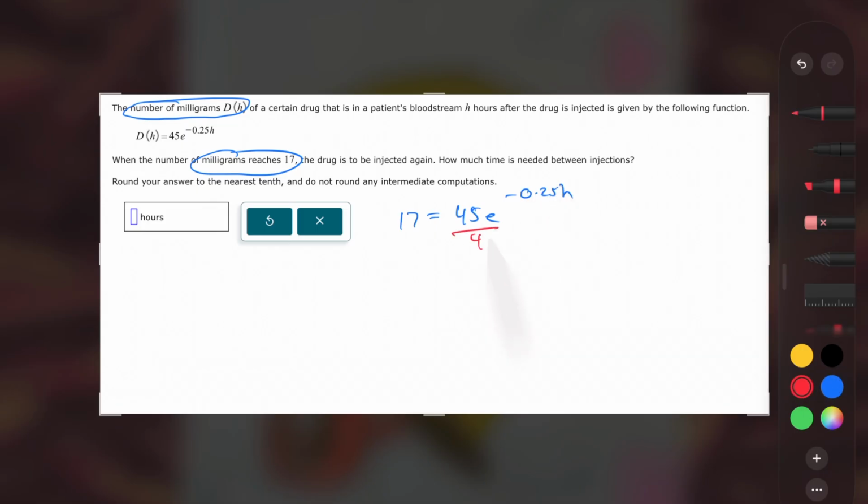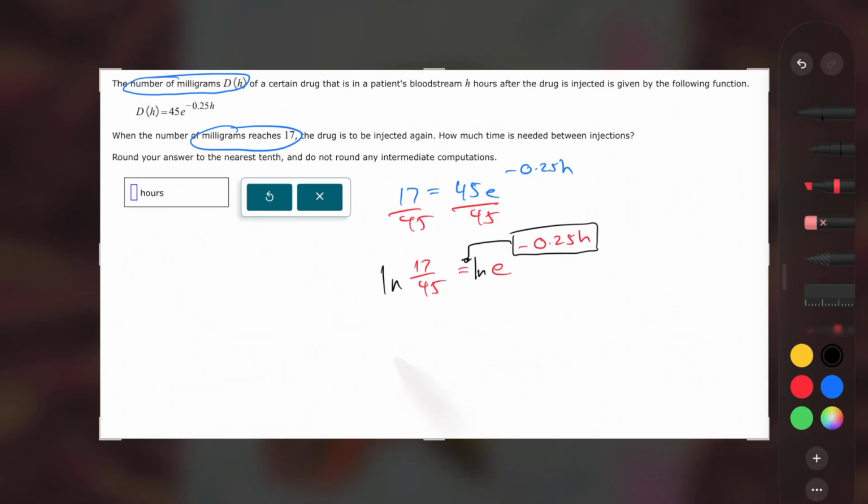And then I divide both sides by 45. So 17 divided by 45. I'm going to leave that as a decimal, or a fraction, for just a sec. And then I have E to the negative 0.25 H. So I need to get that down. The way I get this down is I do the ln of both sides, and that drops it down in front. So now I have the ln of 17 over 45 equals negative 0.25 H times the ln of E.